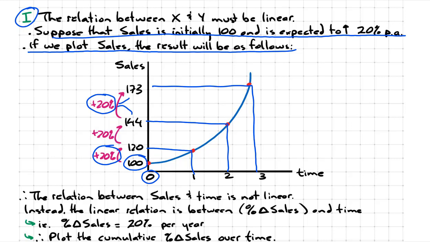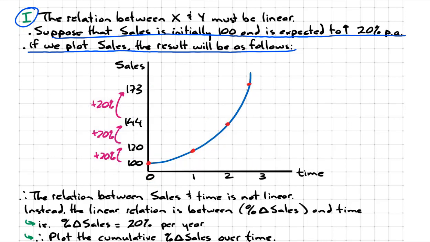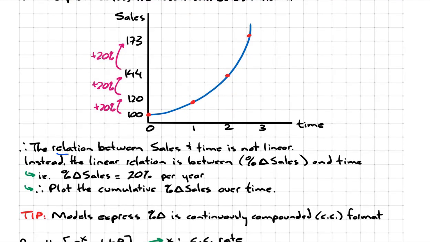So you can see, ladies and gentlemen, when the variable, in this case sales, is growing at a constant rate, the resulting regression is not linear. In fact, it's exponential. And there it is. The relation between sales and time is not linear in this case. Instead, the linear relation is between percentage change in sales and time.